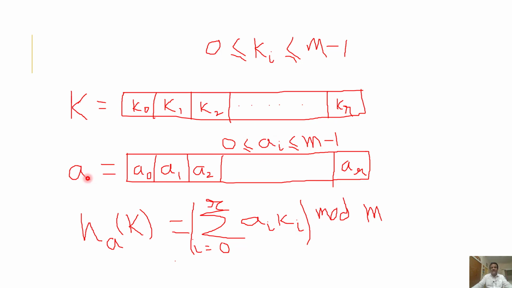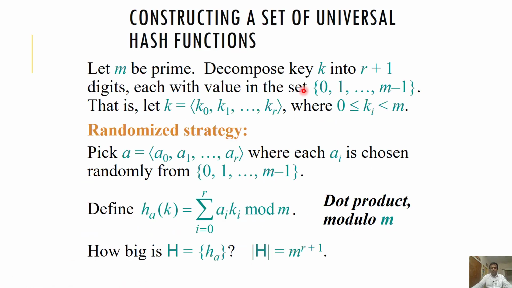Now, if you vary a, it will give us a different hash function. Now, how to define the hash function? We fix a, that means we fix these ai's. So, h of a is basically the dot product of this vector and this vector, which is basically this, and the table size is m, so we need to take the mod. So, that is what we are doing here.